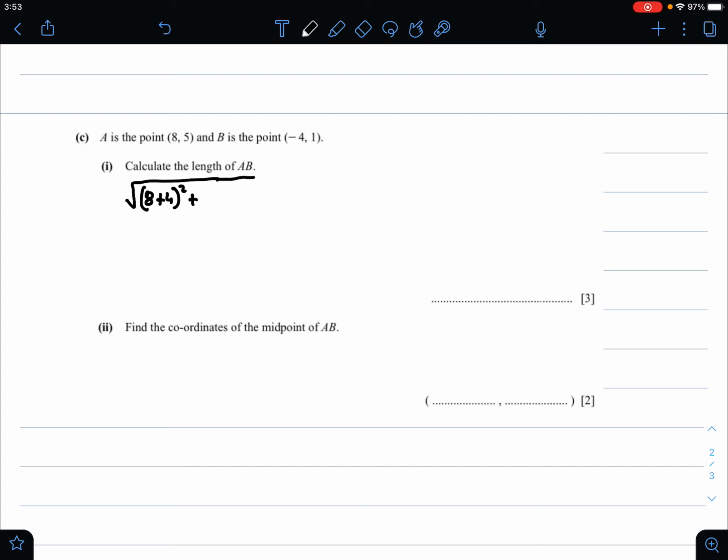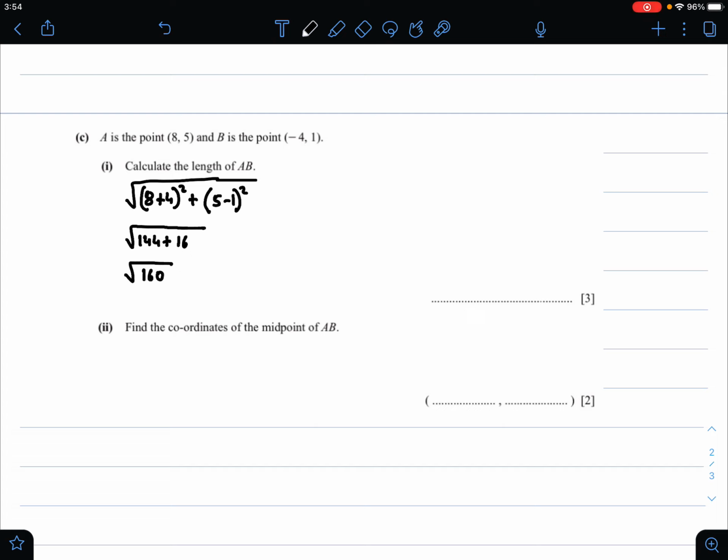plus 5 minus 1 the whole square. Now you could even do it as y2 minus y1 and x2 minus x1. You will get the same answer. So root of 8 plus 4, which is 12, so 12 square, which is 144, plus 5 minus 1, which is 4, so 4 square is 16. Therefore root of 144 plus 16, which is 160.